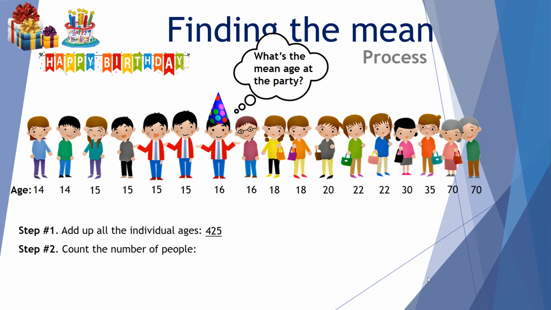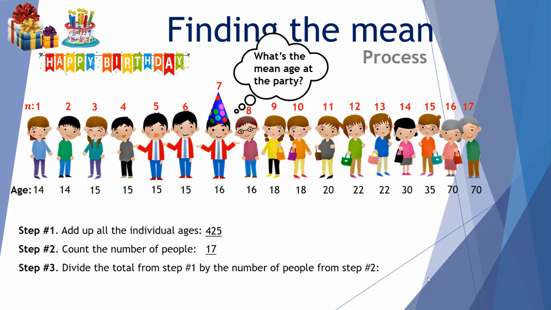Step two, we want to count the number of people at the party. So he works out there's 17 people, including himself, at the party. 17 people. And finally, step three, all we need to do is divide the total from step one, the 425 years, by the number of people from step two, 17 people. The mean age at the party is going to be 425 years divided by 17, which is 25 years.